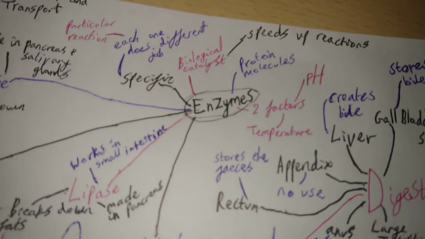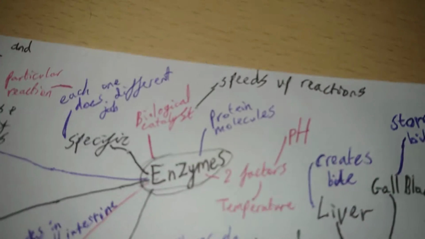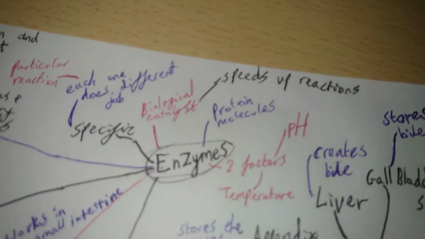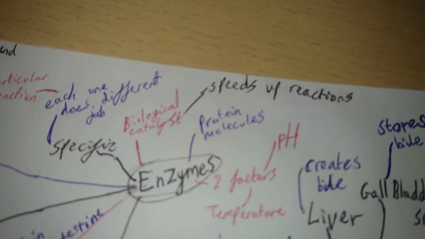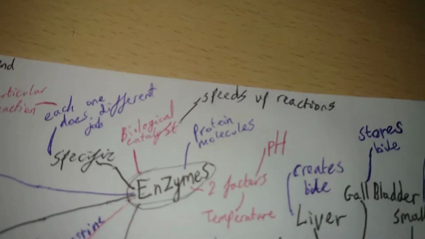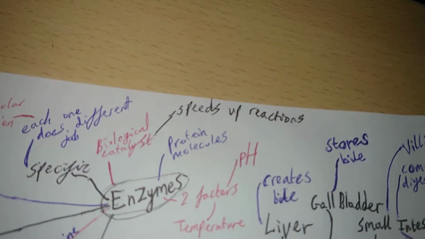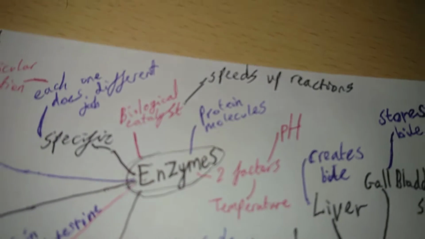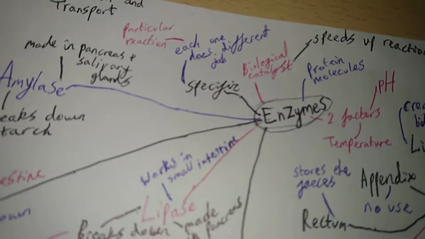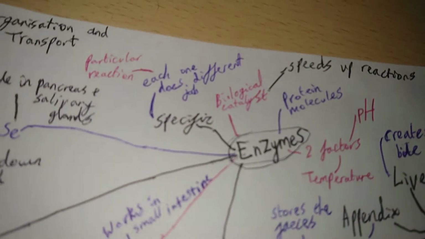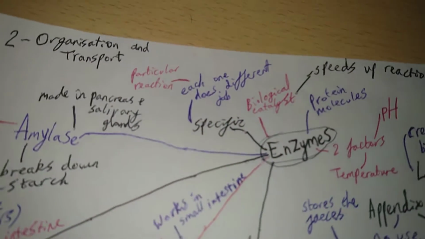They're basically biological catalysts, which means they're biological, which they are, made out of the body, and they speed up reactions. That's what a catalyst does. You might need that in chemistry as well, which is cool. Enzymes are made up of protein molecules. They're also specific, which means each one does a different job for a particular reaction.